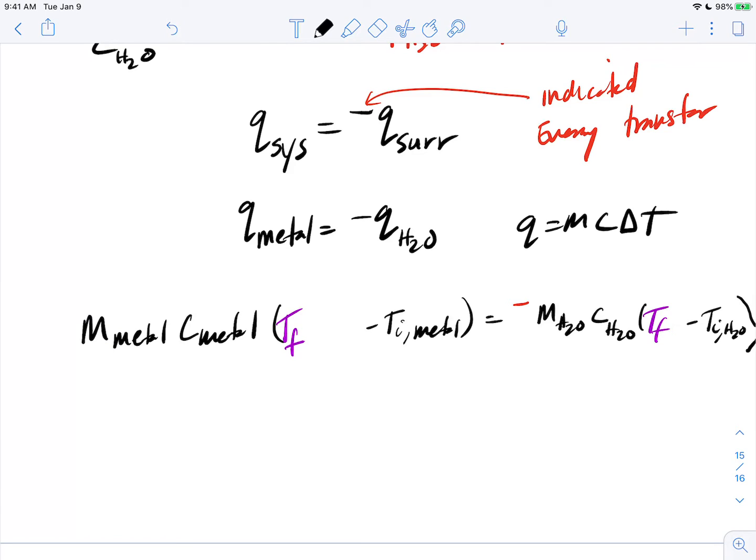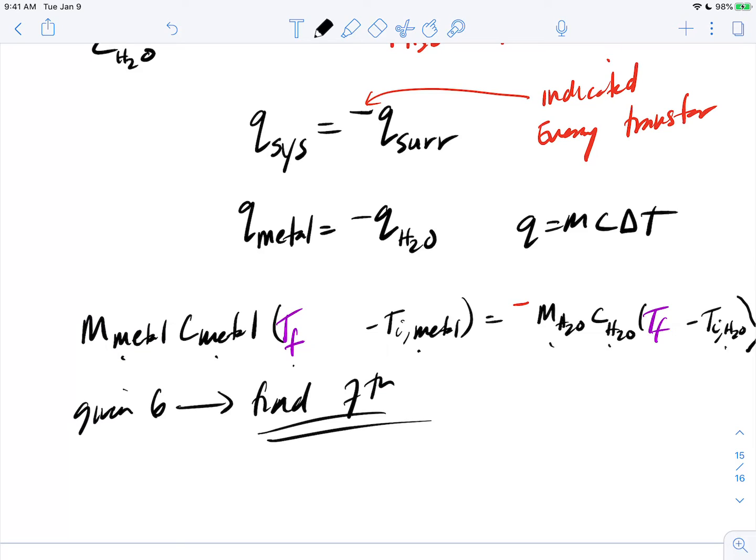Now, in this particular setup, we have 1, 2, 3, 4, 5, 6, 7 variables. So if you're given 6, you can find the 7th. Okay, and so we can do this.